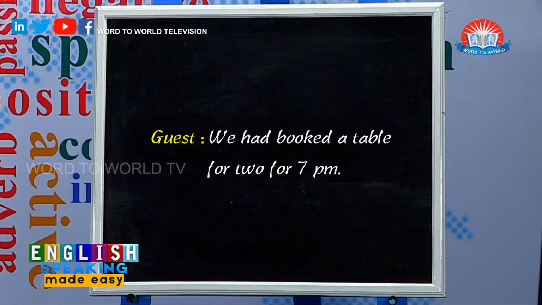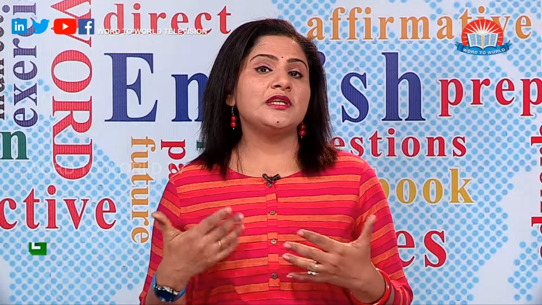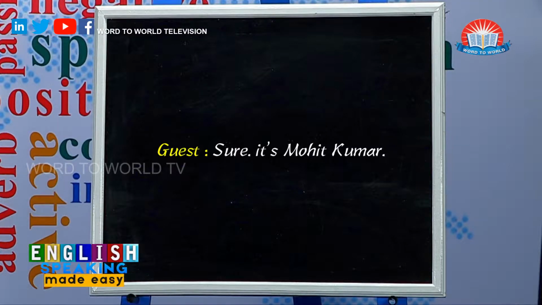So, he says, we had booked a table for 2 for 7 p.m. And the manager or the waiter, whoever is in charge, would tell you, could you tell me your name so I could check the reservation? Could you tell me your name so that I could check the reservations? And the guest says, sure, it's Mohit Kumar.